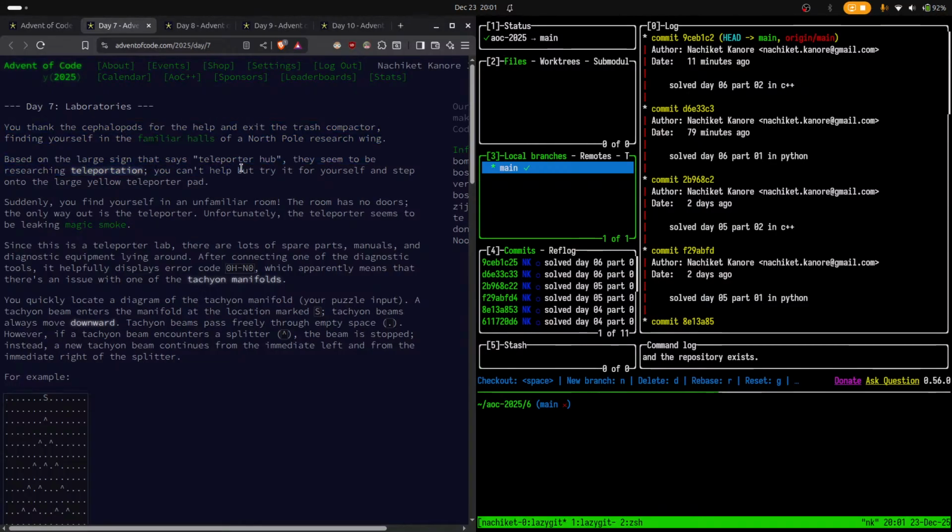Let's try Phase 7 part 1. This is a teleporter, one of the diagnostics. It helpfully displays an error, which apparently means that there is an issue.